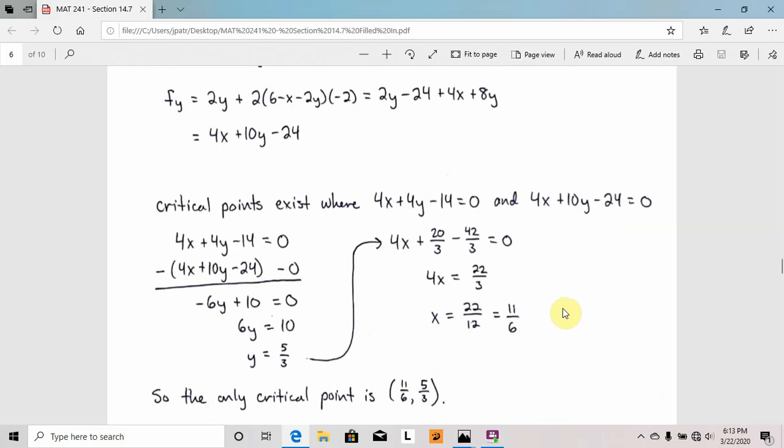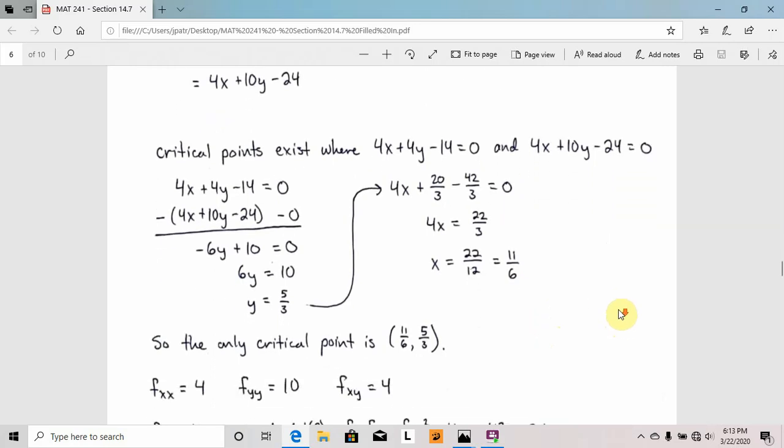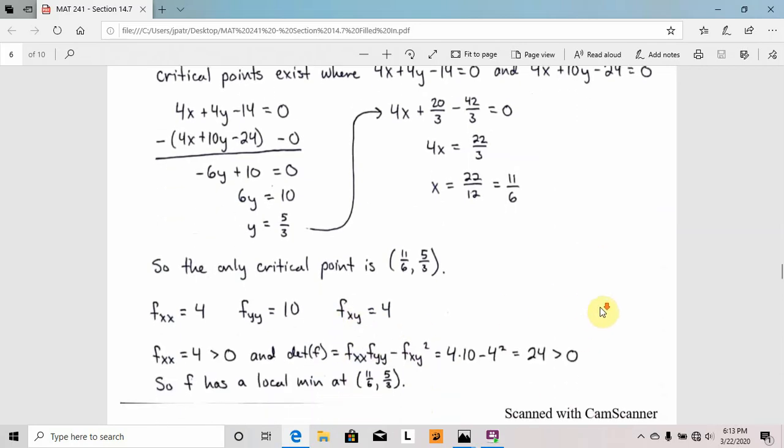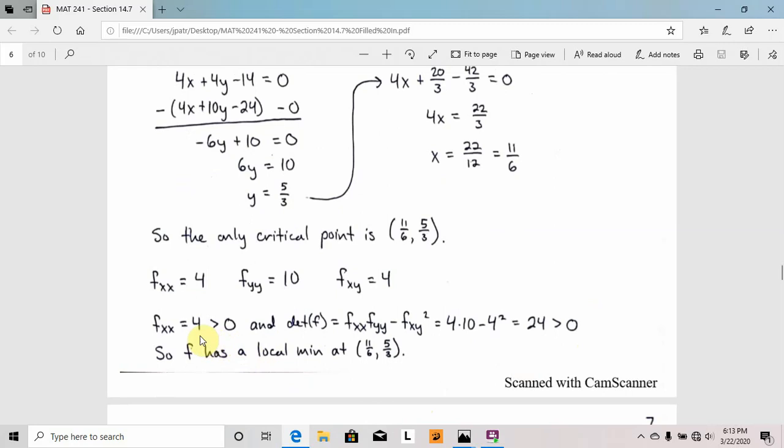All right, well then now we got to figure out what that critical point is. Is it a local max, local min, saddle point? So second partial with respect to x is 4, second partial with respect to y is 10, and then partial with respect to x, then y is 4. So let's see, we've got a positive second partial with respect to x, and the determinant is going to be 40 minus 16, which is 24.